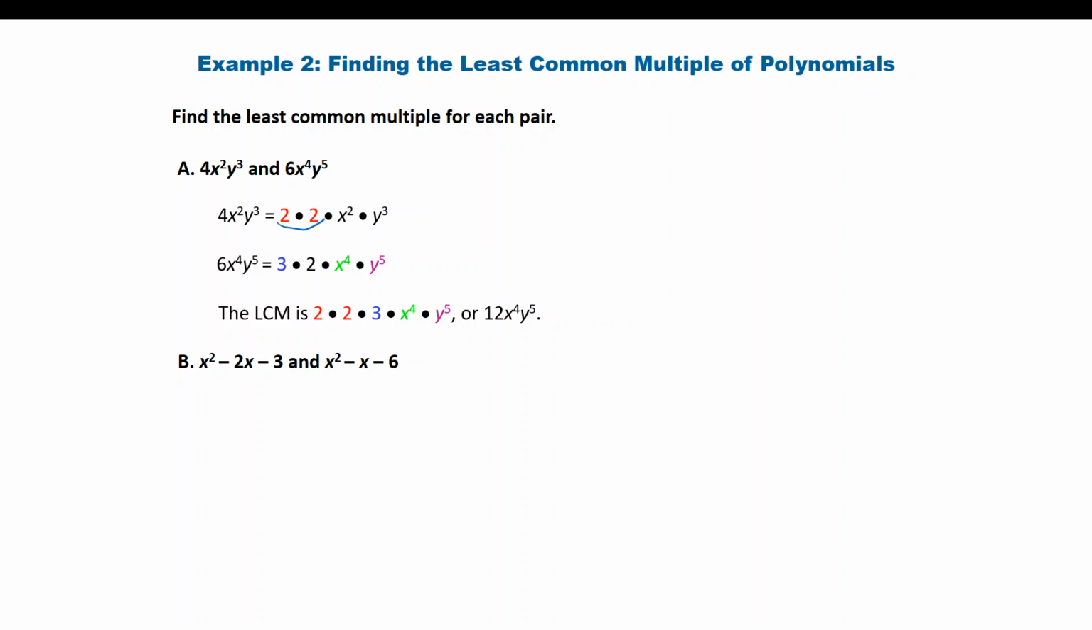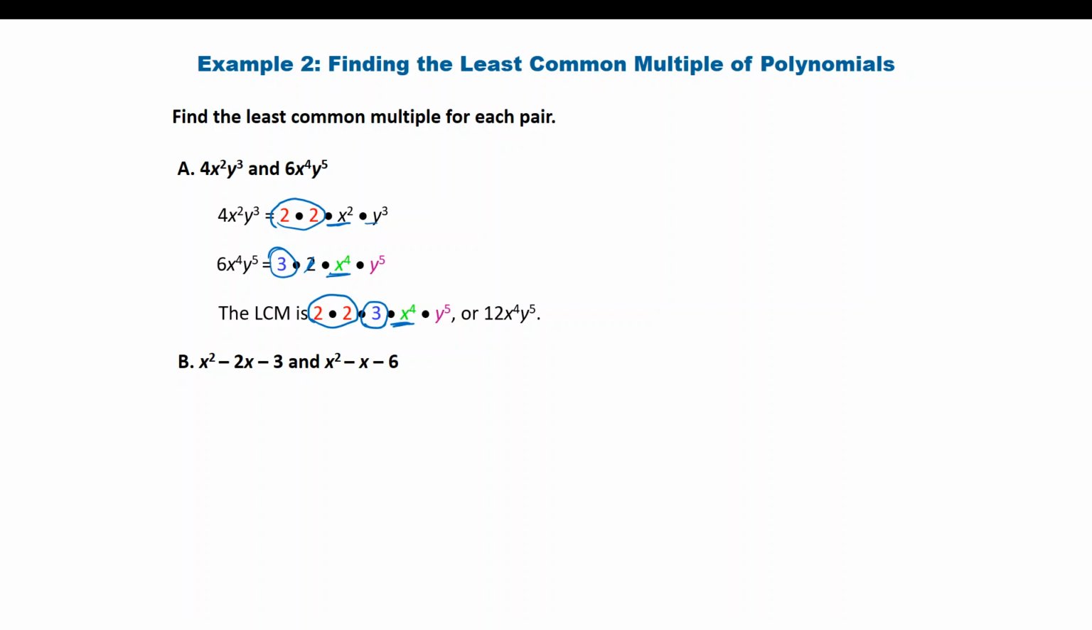So there's going to be, has to be 2 2's. All right, and this one has 1, so it's got at least 2 in there. I have to have a 3, so there's my 3. Now my x's, I have an x to the fourth and an x squared, so I have to take the highest one, which is x to the fourth.